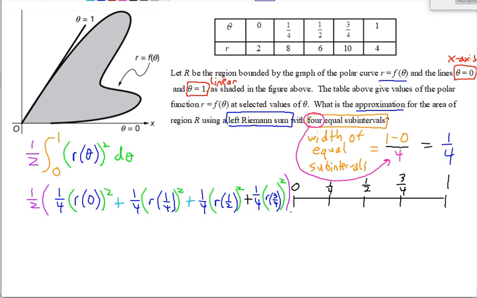Okay, so that's a setup similar to rectangles, just a little more complicated because of the square there and the 1/2 out in front. And then to simplify our calculations, notice since they have equal widths, you can factor the 1/4 out of all the terms times the 1/2 out in front. That will give you 1/8. And then we just have each of these squared. And that's where our table comes into play. So r of 0 is 2. So we'll have 2 squared, plus r of 1/4 is 8. So 8 squared, plus r of 1/2 is the next one, 6 squared, plus r of 3/4 is 10 squared.